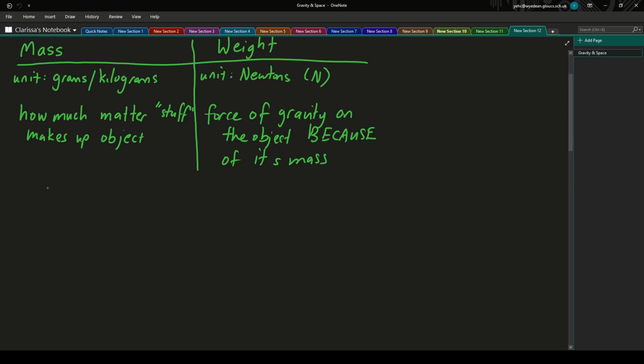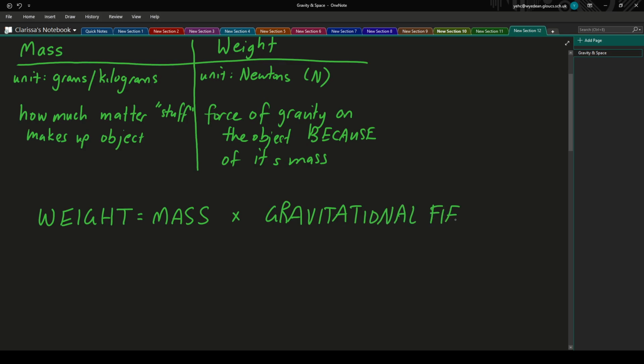So let's put this into perspective with a maths formula. We have this formula here that we use to calculate weight, based on the relationship between mass, gravity, and weight. If you wanted to convert between one or the other, it's a very simple formula. Weight is basically just the mass of the object times what we call the gravitational field strength, which means exactly what it says. It's the strength of the gravitational field.